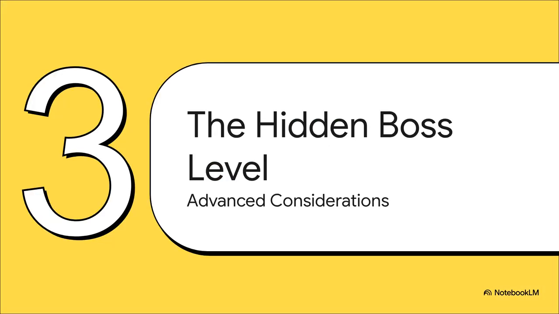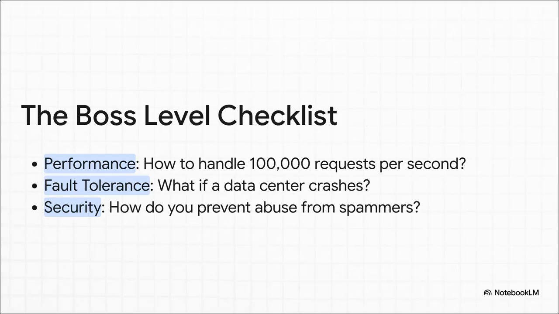But hold on, we're not done yet, not by a long shot, because having a system that works is one thing. Having a system that's production ready, that's world-class, that's something else entirely. It is time to tackle what Maya calls the hidden boss level of system design. These are the advanced topics that really separate a good interview answer from a truly great one. So what's on this boss level checklist? Well, here are the big 3.